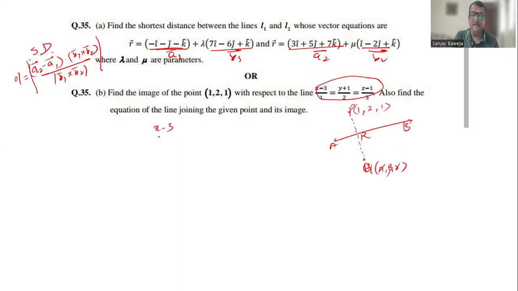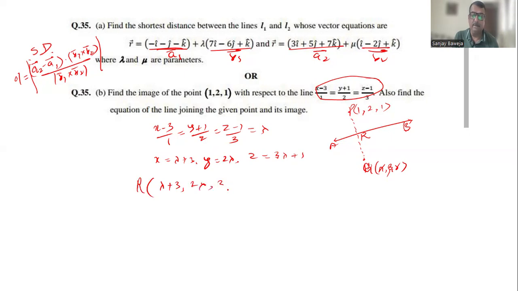So when we equate the given equation to lambda, if I write x minus 3 by 1, y plus 1 by 2 is equal to z minus 1 by 3 equal to lambda, then I'll get x is equal to lambda plus 3, y is equal to 2 lambda minus 1, z is equal to 3 lambda plus 1. So this actually gives me the coordinates of any point lying on the line. So I can take the coordinates of R as lambda plus 3, 2 lambda minus 1, and 3 lambda plus 1.